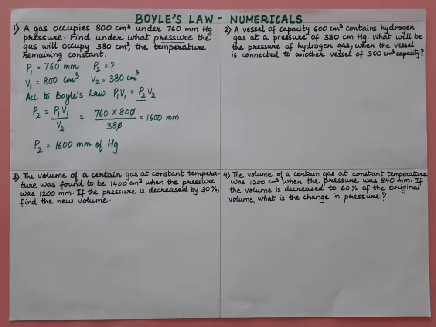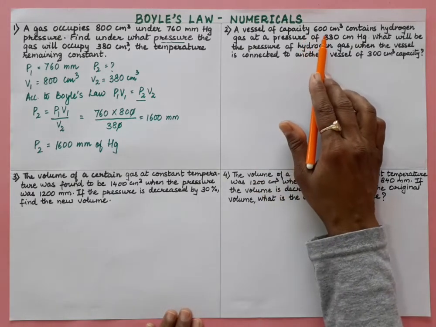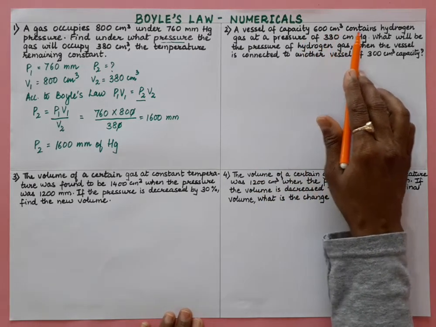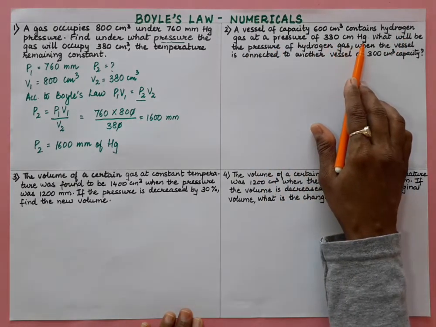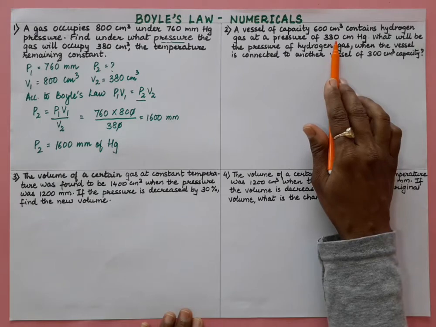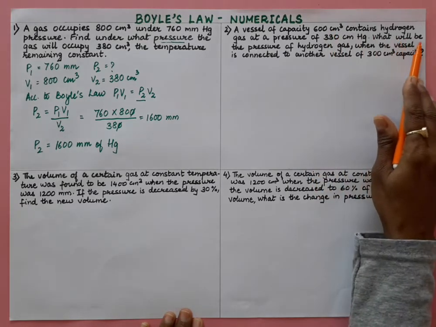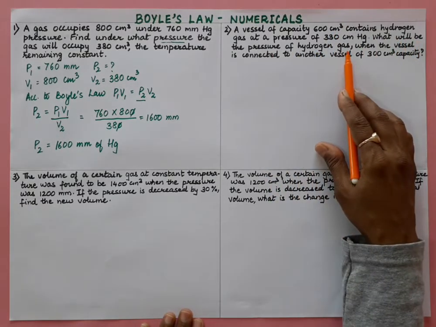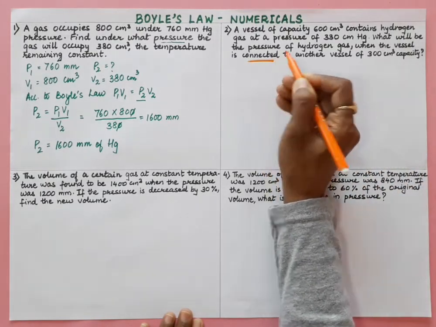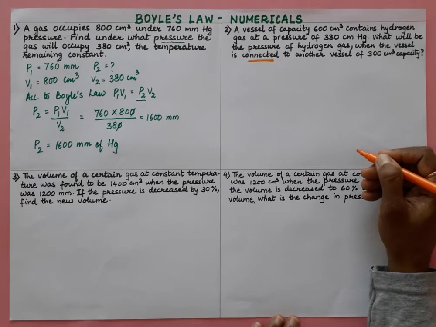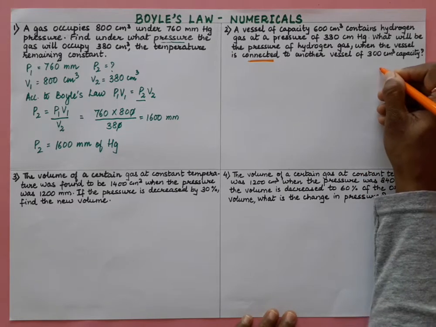Now let us solve the second numerical. A vessel of capacity 600 cm³ contains hydrogen gas at a pressure of 330 cm Hg. So this is the pressure and this is the volume. What will be the pressure of hydrogen gas when the vessel is connected? Now see, when the vessel is connected, that is the time we have to understand.